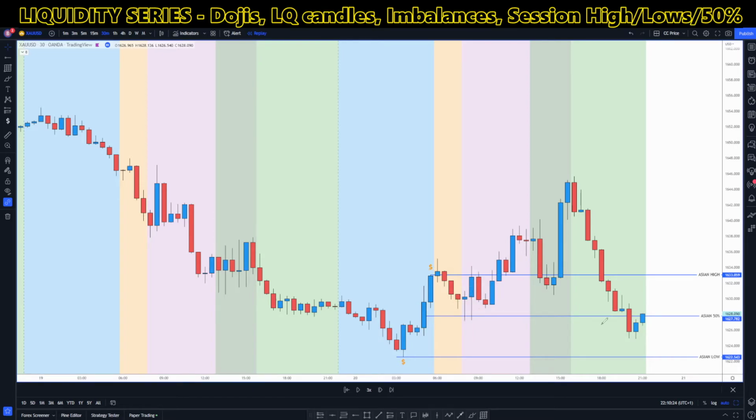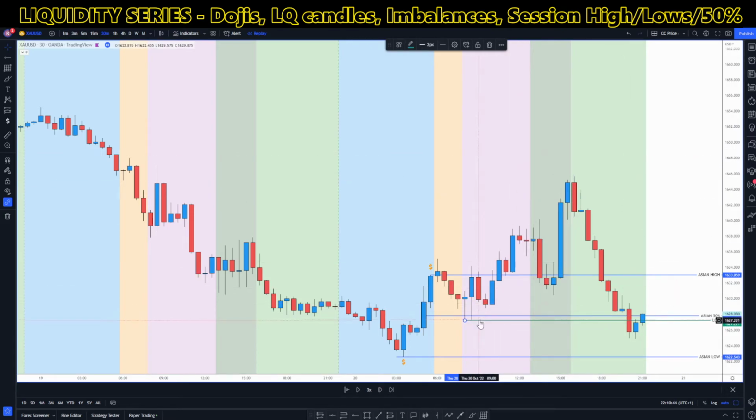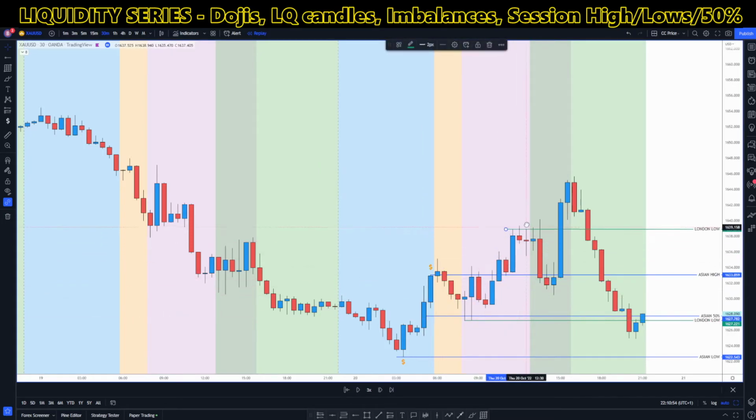Or what we can do is, as time goes by, we can just start to see how the price behaves. And it's quite regular. So we do this pink area, this can be our London open. So what I'll be looking at is putting a low. Here's my London low. I'll just type that in. London low. I'll do the same thing for my high. There's my London high.